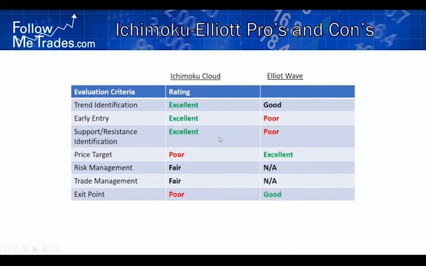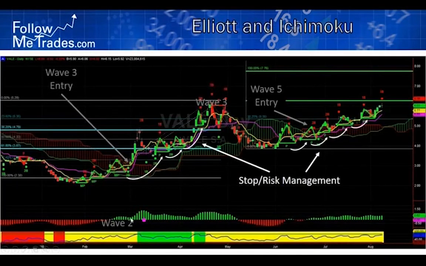So when we get the systems working together, we use Ichimoku Cloud and Elliott Wave together. Then we start to fill in all the elements that we need here for a complete trading system, right? We've got trend identification, early entry, and support resistance from Ichimoku Cloud. We've got excellent price targets from Elliott Wave, and it gives us a pretty good exit point because it's got price targets, right? So, but we still got a couple gaps here. We don't have risk management, we don't have trade management. So how do we close those gaps?